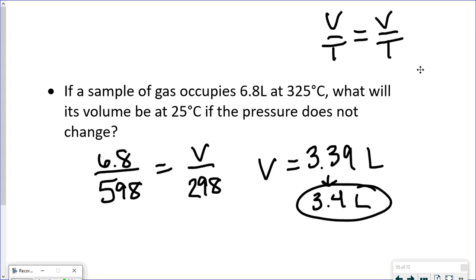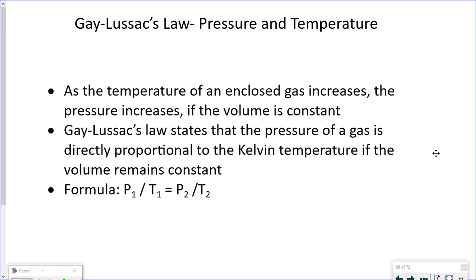Our third gas law is Gay-Lussac's law, which is comparing pressure and temperature. So as temperature increases, pressure is also going to increase because there's more particle collisions. So Gay-Lussac's law states that the pressure of a gas is directly proportional to the Kelvin temperature if volume is constant. So remember, directly proportional means they go in the same direction. If one of them increases, the other increases. If one of them decreases, the other decreases.